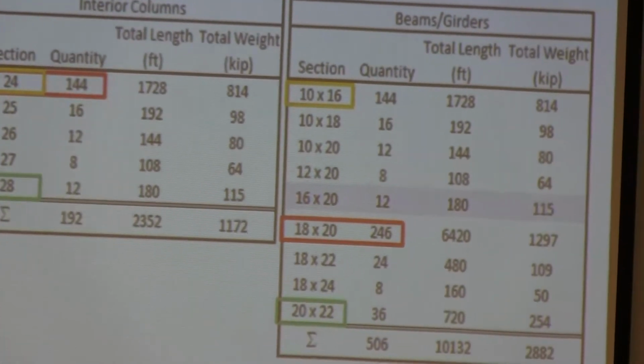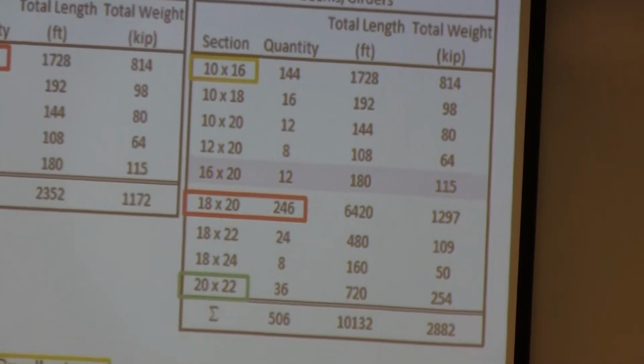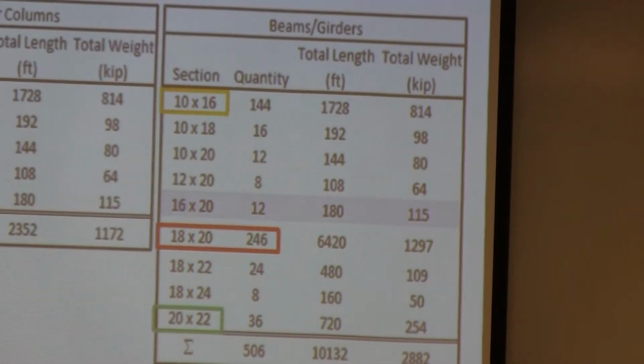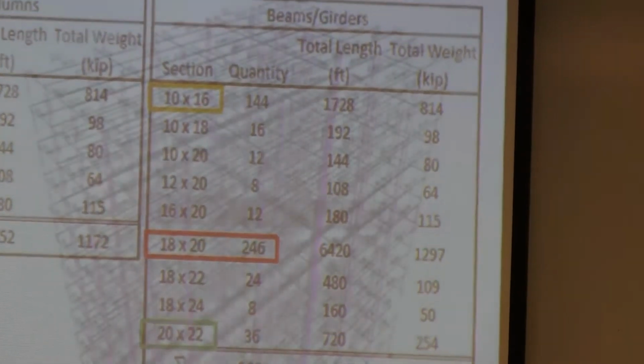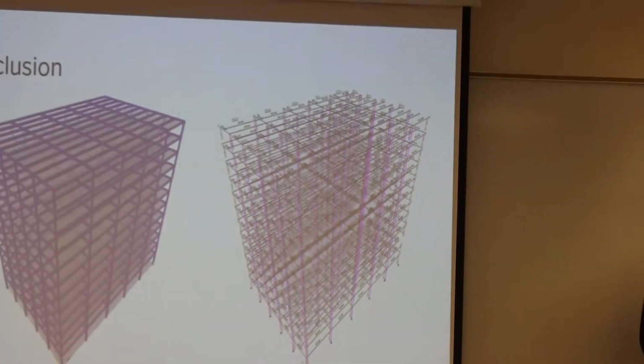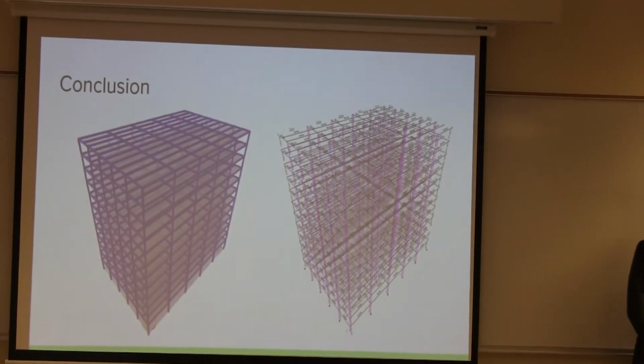For the beams and girders, you can see the lowest was a 10 by 16, the most used was an 18 by 20, and the largest was a 20 by 22. So that was really what we were getting at for designing the entire structure.